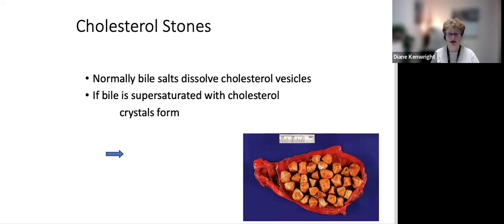Let's think about cholesterol stones. So normally bile salts dissolve cholesterol vesicles, but if the bile becomes supersaturated, then cholesterol crystals form and they condense into these little stones. Usually there's a nidus that they collect around, and then the stones start to grow so much that the gallbladder can become quite packed with them, as in the illustration.